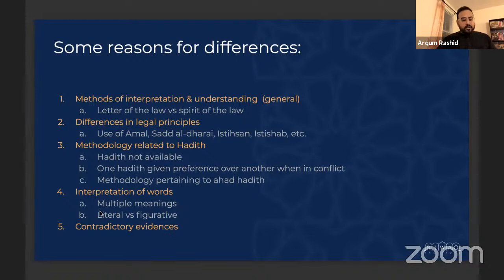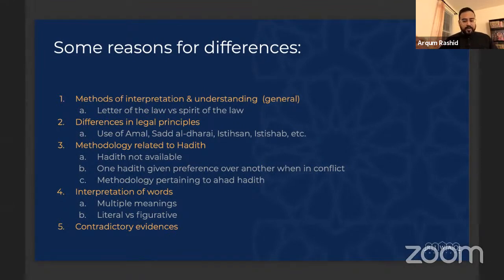And then contradictory evidences, that there are evidences that seem to contradict. Which one do you prefer if there's a contradiction? This will go back to methodology. Like I said, some of these you can categorize under other titles that you have on this page as well. It's not like this is the official set of reasons. And this is not an exhaustive list.